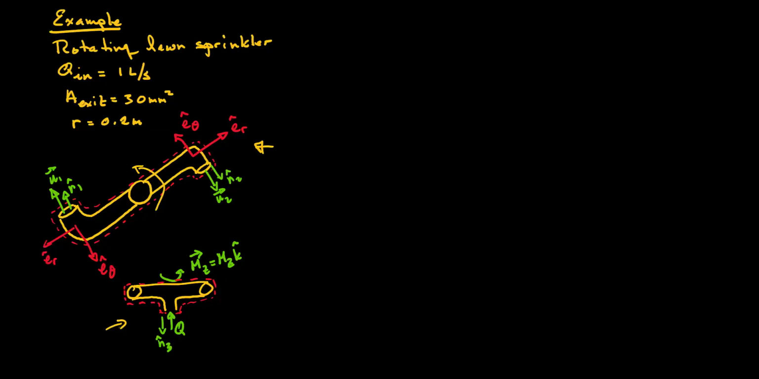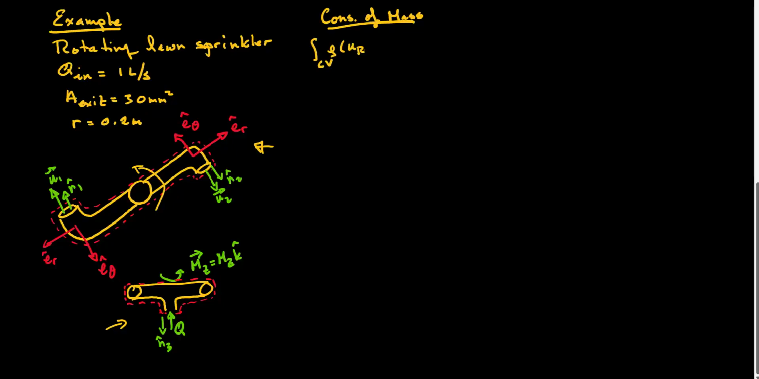Okay, as is always good practice, we can start with the conservation of mass as a first step. So we know that the conservation of mass for a steady problem is equal to this statement here, which tells us that the net mass flow rates should equal 0.